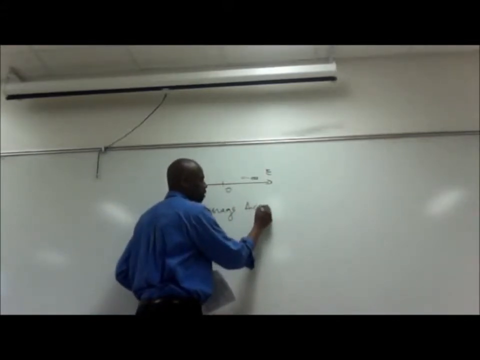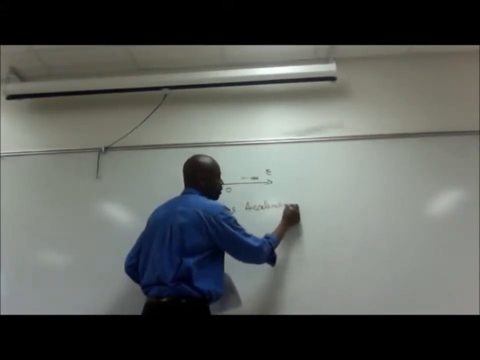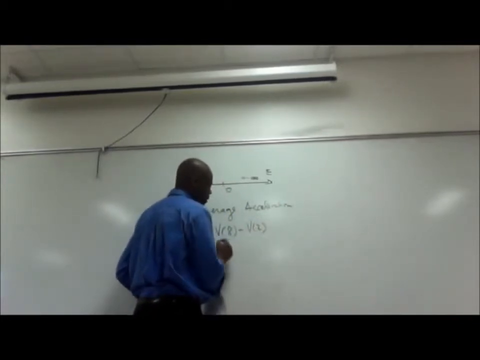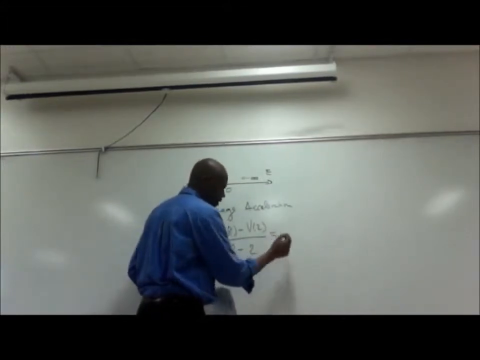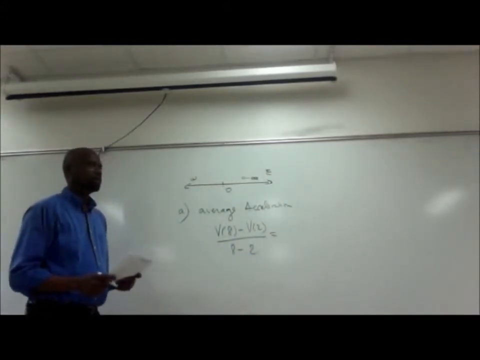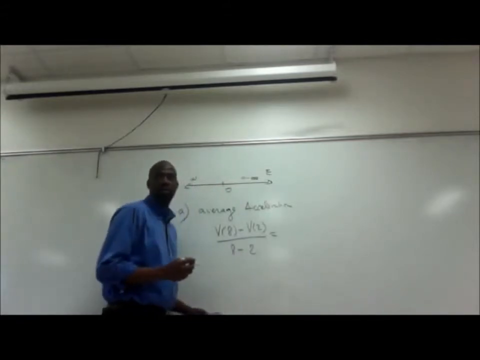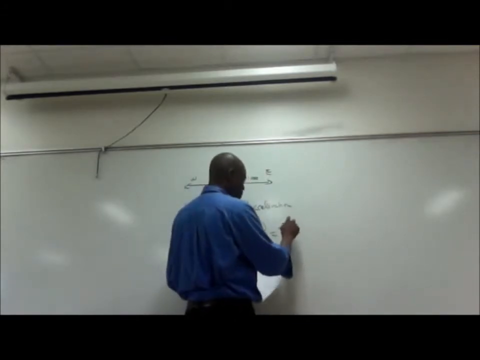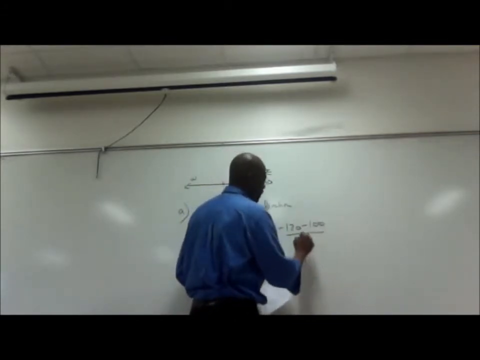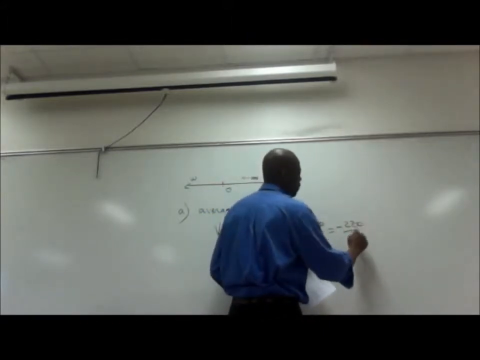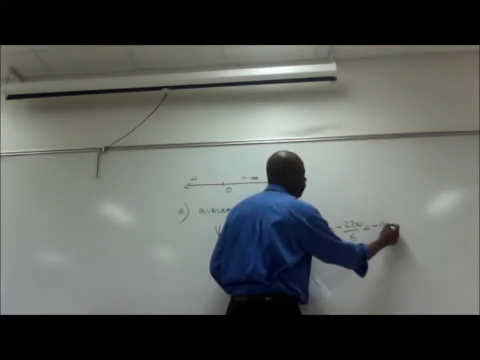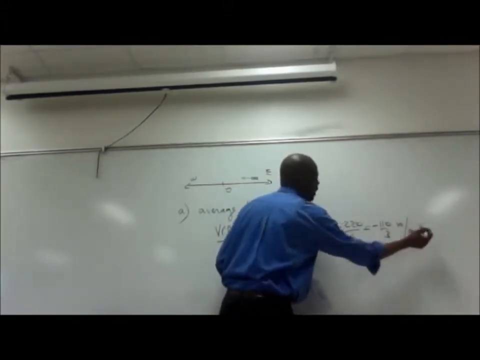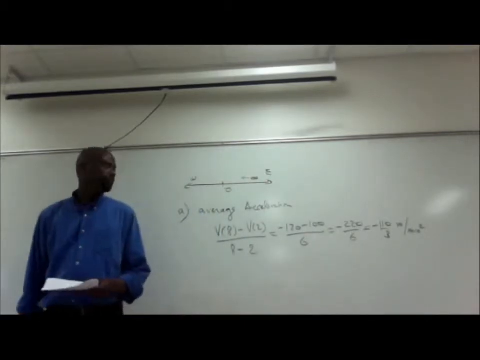We said v of 8 minus v of 2 over 8 minus 2. How much is that? I got negative 220 over 6. Acceleration is measured in meters per minute squared.